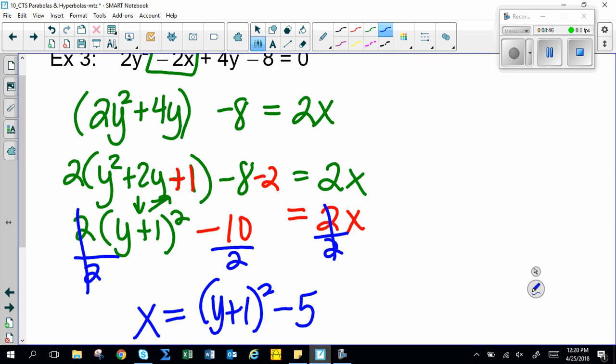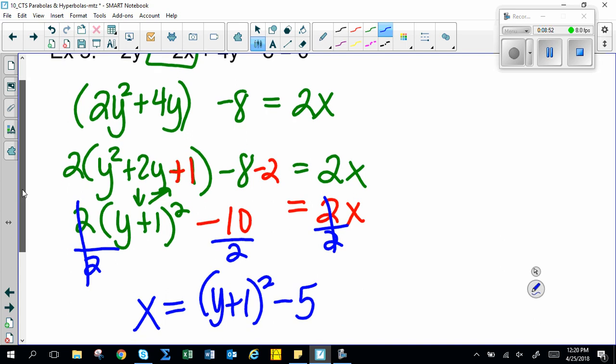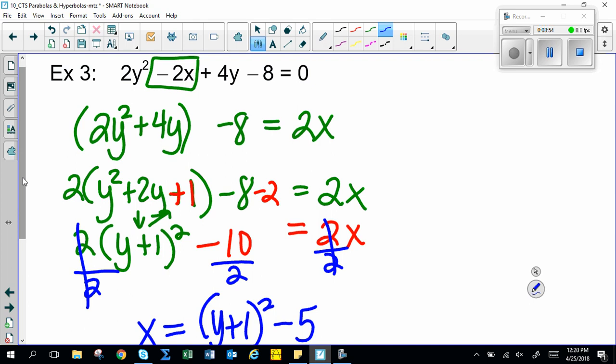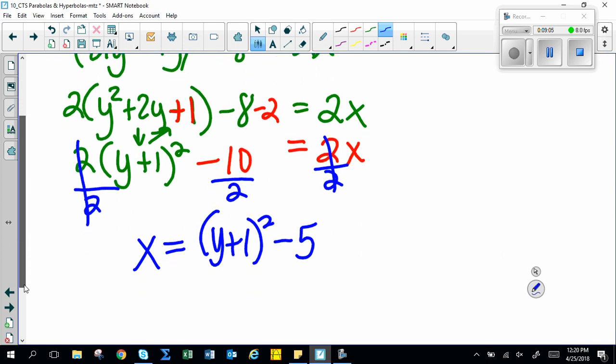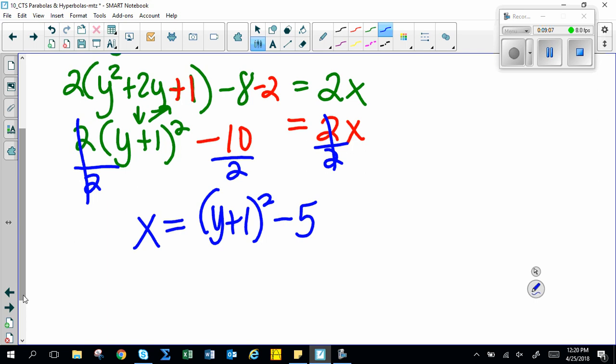Now, going back and looking at that example, the way that it was originally presented, if you notice all of those numbers are divisible by 2, you could have started by dividing by 2. And then it would have saved you this step down here at the bottom. All right, so this is a parabola which opens in which direction? To the right. What's the vertex? Negative 5, negative 1.